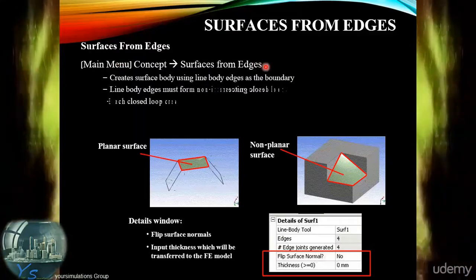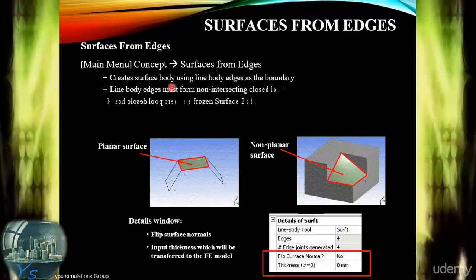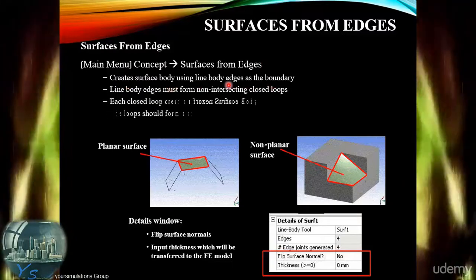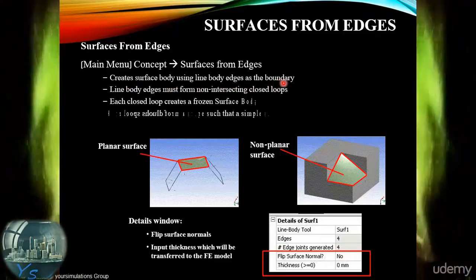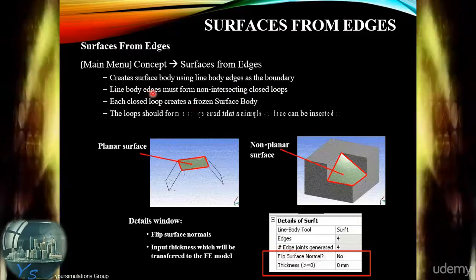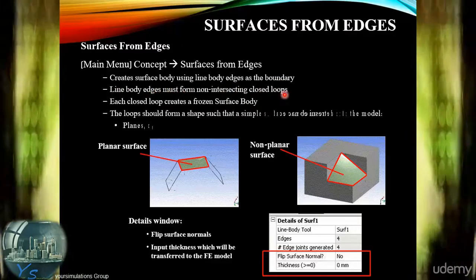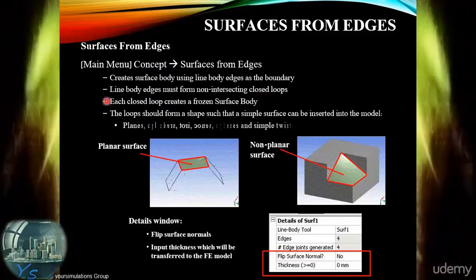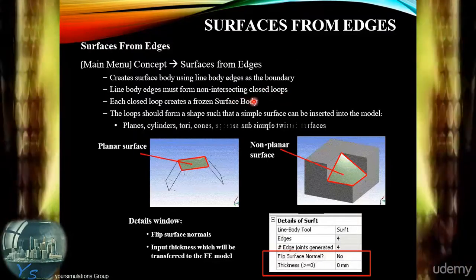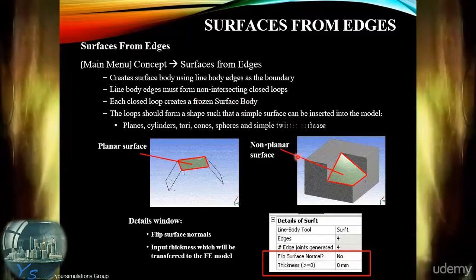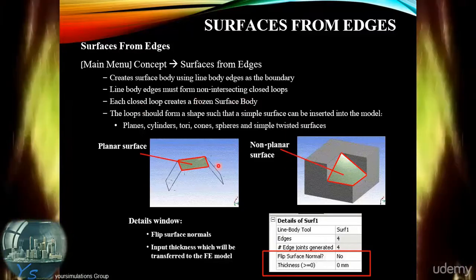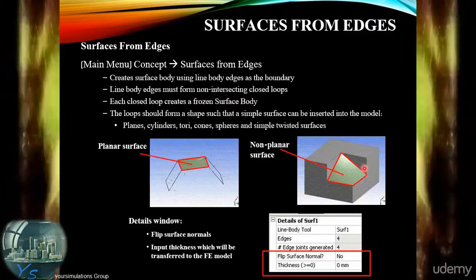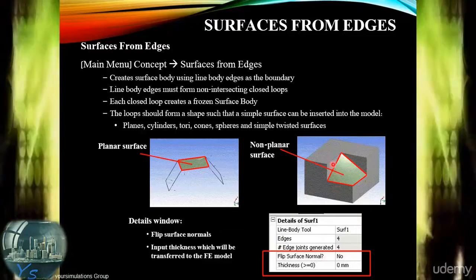the DesignModeler screen. So this will create a surface body using a line body set of edges as the boundary, and these body edges must form a non-intersecting loop in order to correctly define the surface body. Each loop will create a surface body of type frozen, and we can see some examples here of creating a planar surface and also a non-planar surface as shown on the right hand side.